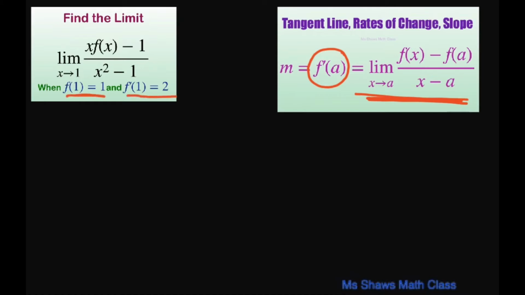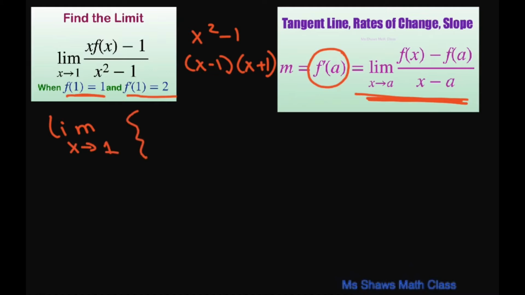This one is going to be a little easier. So this is what we have. Our denominator is x squared minus 1, so I can write that as x minus 1 times x plus 1. Let's do that part first. I'm going to write this as the limit as x approaches 1, and I'm going to write what we have, x times f of x minus 1, and I'm going to use this x minus 1 here, and then I'm going to multiply this by 1.